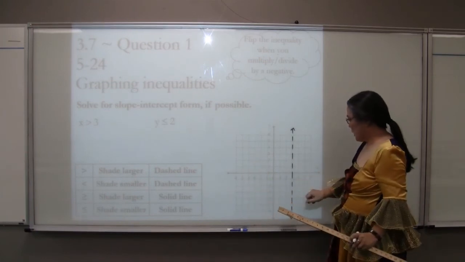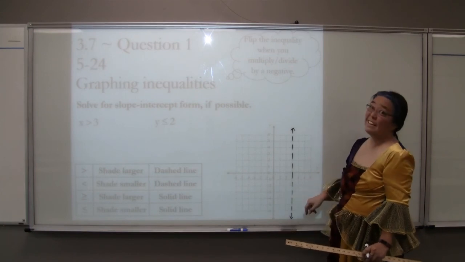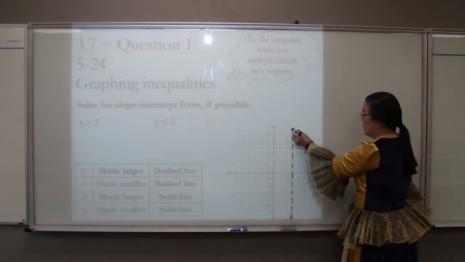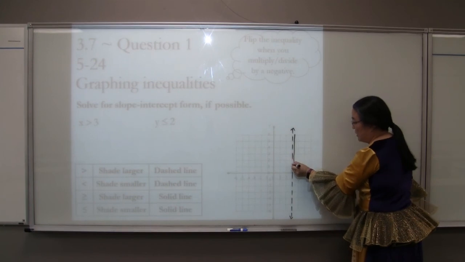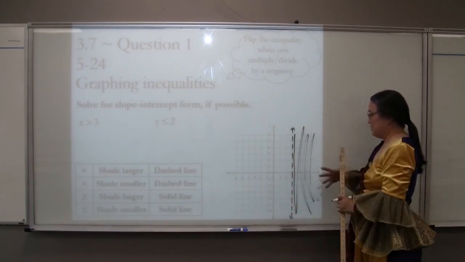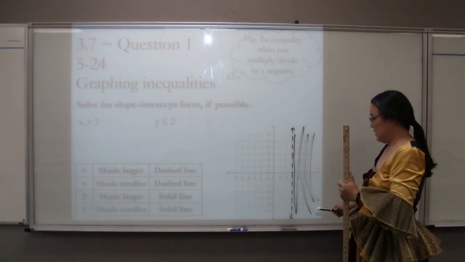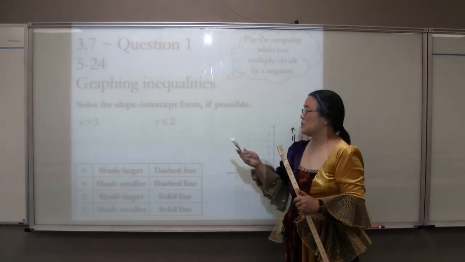So we take a look, which side is greater than 3? Are 2 and 1 greater than 3, or are 4 and 5 greater than 3? It's 4 and 5. So we're going to shade this way. Now I'm going to start off parallel to the line, and then after that I can just go, ta-da, yay. Now I'm going to use a different color for this next one.